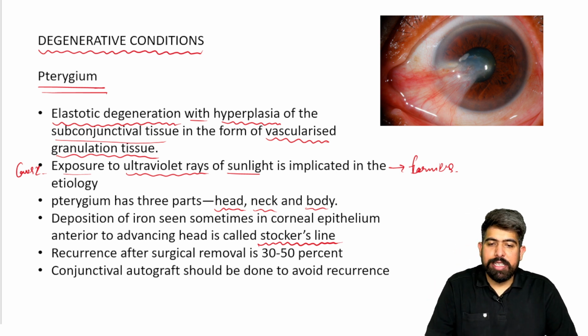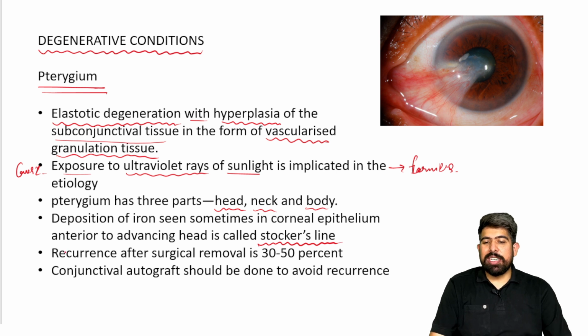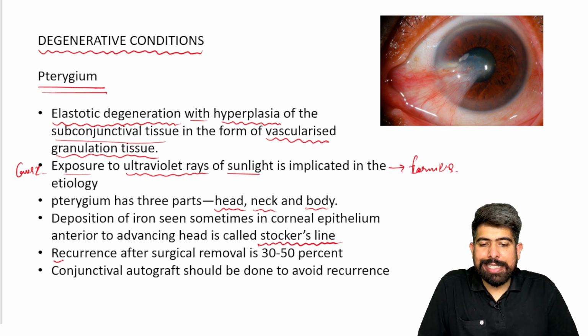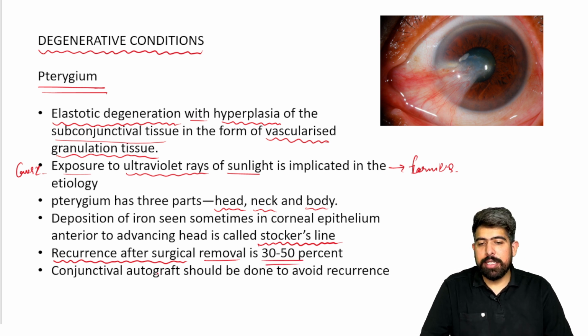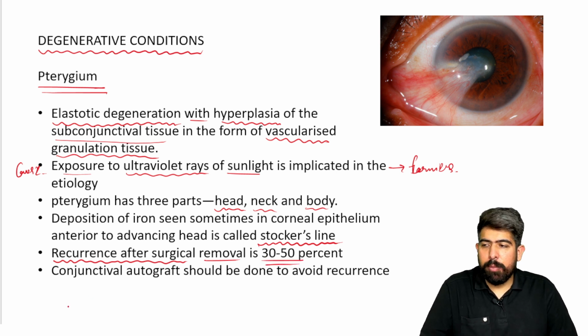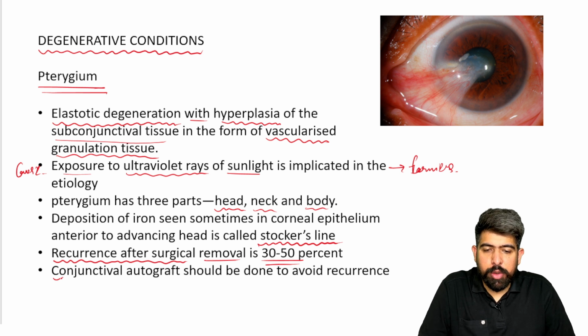So what should be the treatment? Please remember, if you do just surgical removal, a simple excision, the recurrence after surgery is 30 to 50%. So for avoiding this recurrence, what we do is a conjunctival autograft.